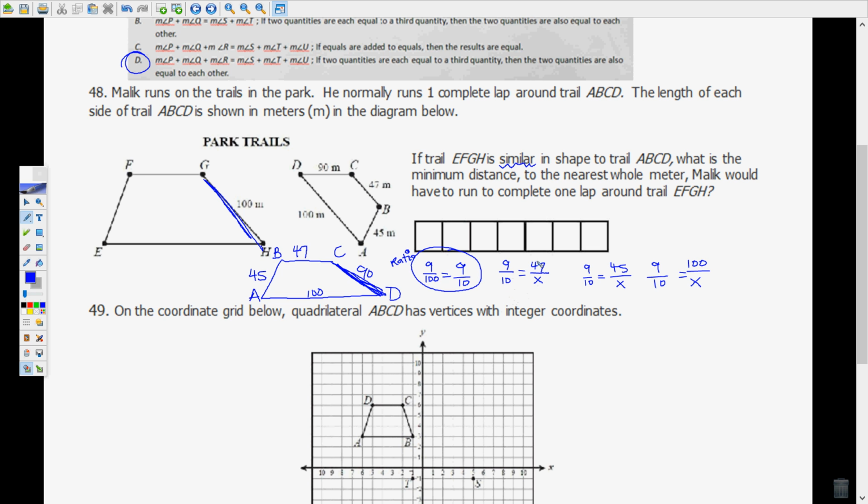And then from there, I cross multiply. 9x equals 470, and that's going to give me 52.2. Then this one, 9x equals 450. That's going to give me 50. This one will give me 9x equals 1,000, which is 111.1. All these are estimates. Well, not all of them, but those are estimates. So I'm going to put that over here. And actually, that's not 32.2. Excuse me, that's 52.2. My fault. So I'm going to put FG would be 52.2.